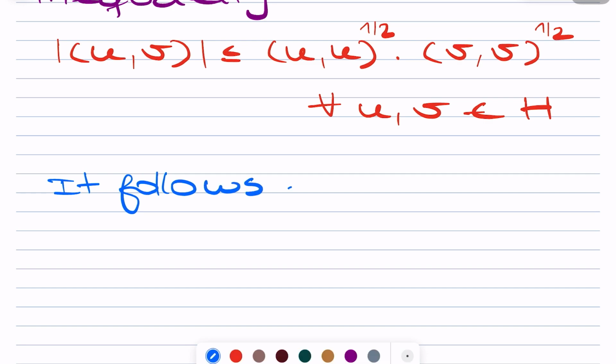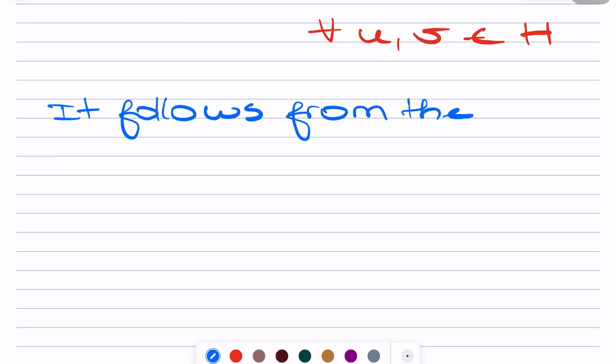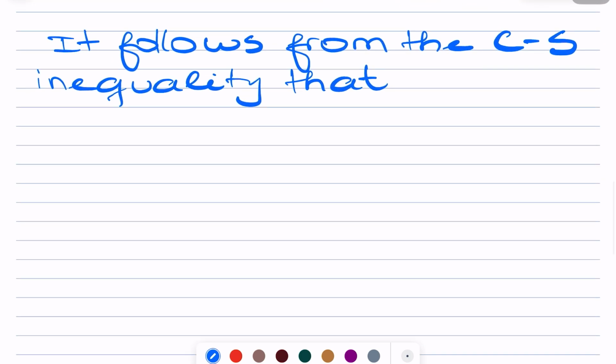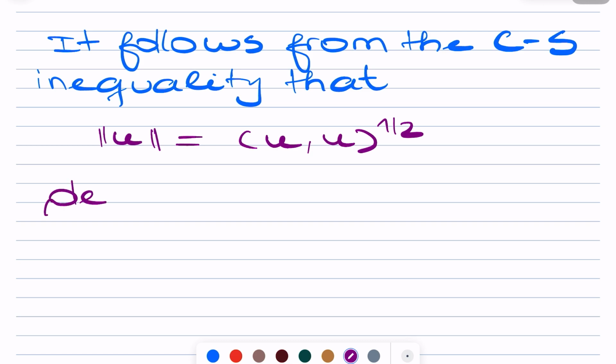It follows from the Cauchy-Schwarz inequality, which we just abbreviate by CS, that the quantity defined by the norm of u equals the square root of the scalar product of u and u defines a norm. This you can easily check.